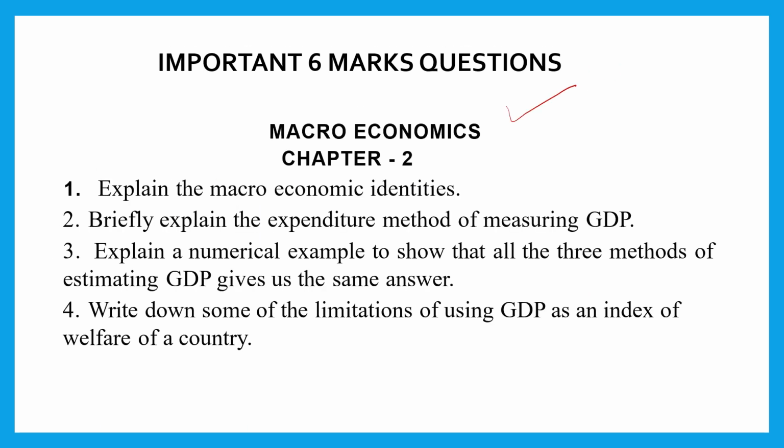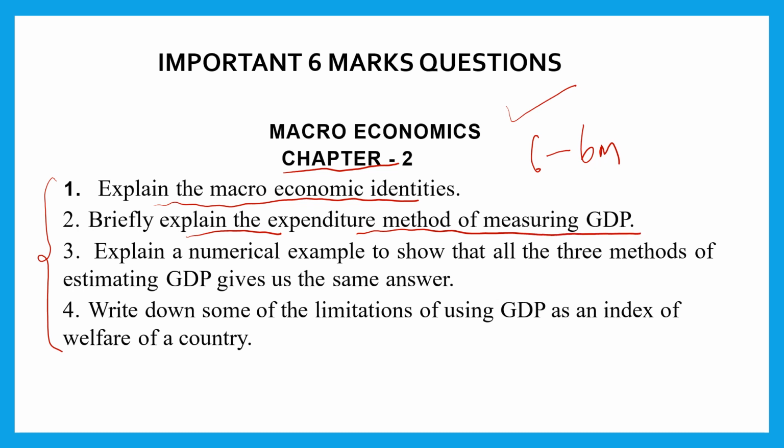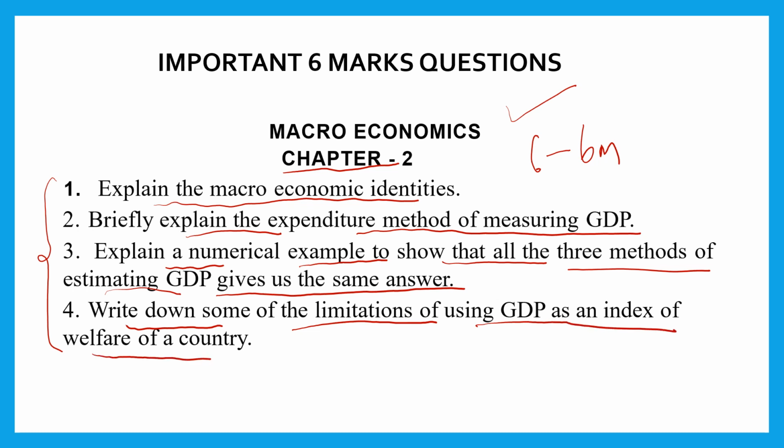And from macroeconomics, one important 6 mark question they will ask from this chapter. There are 4 important questions in this chapter. So one is macroeconomic identities. Next, briefly explain expenditure method of measuring GDP. Next one is explain with a numerical example to show that all 3 methods of estimating GDP give us the same answer. And one more, write down some limitations of using GDP as an index of welfare of a country. So out of 4 questions, you can expect one 6 mark question.